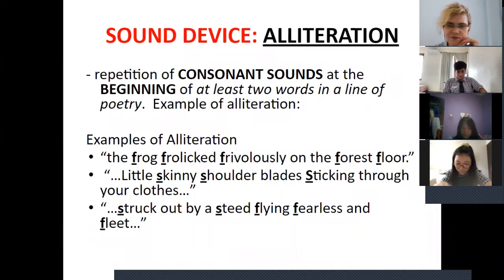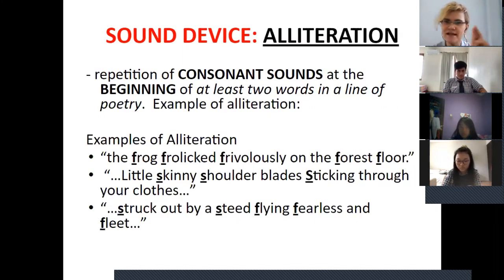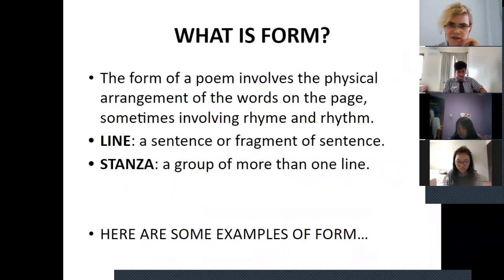So is it different from consonance? It is. Consonance is the repetition of the consonant sound at the beginning, middle, or end. That doesn't matter where it comes. But if we're talking alliteration, it's really one letter and it's mostly at least two words in a line, two words after each other.